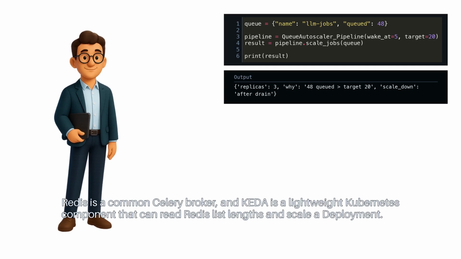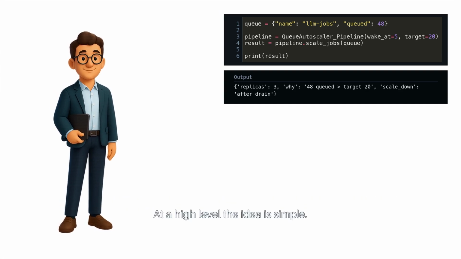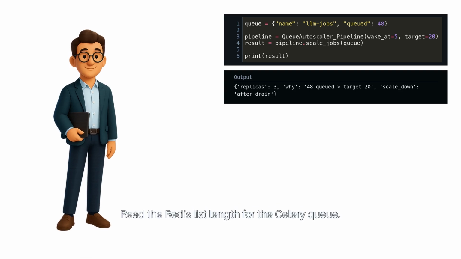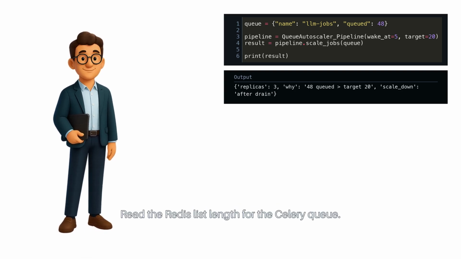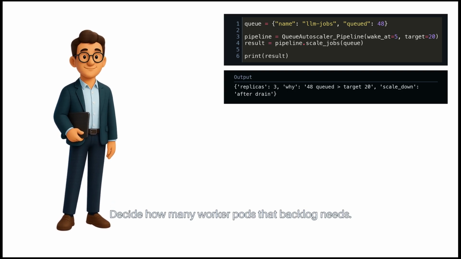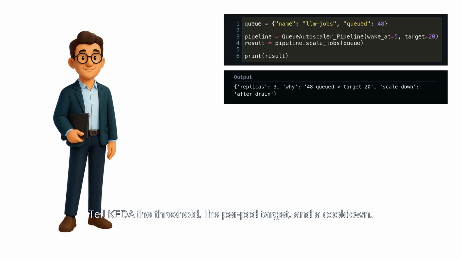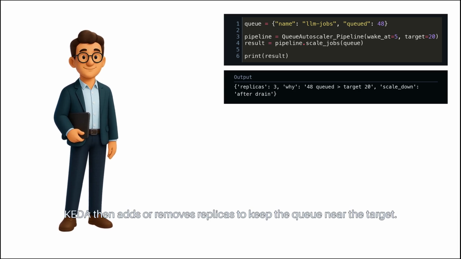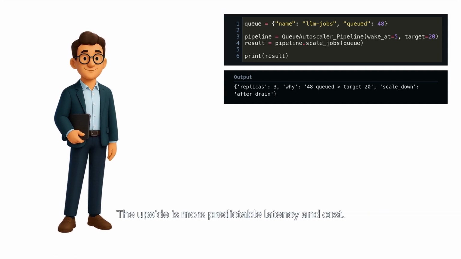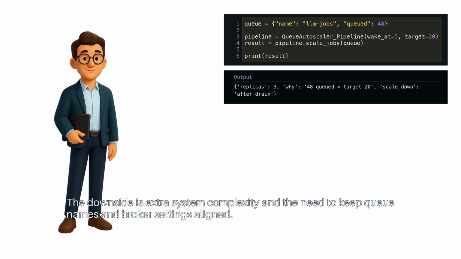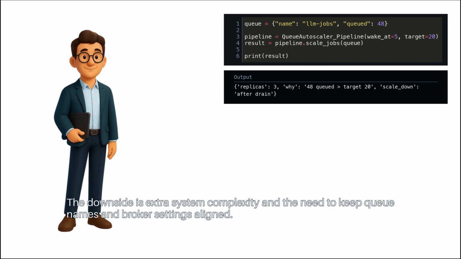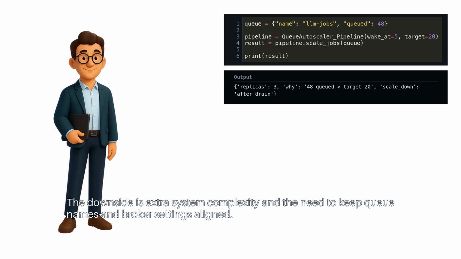Redis is a common Celery broker, and KEDA is a lightweight Kubernetes component that can read Redis list lengths and scale a deployment. At a high level, the idea is simple. Read the Redis list length for the Celery queue. Decide how many worker pods that backlog needs. Tell KEDA the threshold, the per pod target, and a cooldown. KEDA then adds or removes replicas to keep the queue near the target. The upside is more predictable latency and cost. The downside is extra system complexity and the need to keep queue names and broker settings aligned.